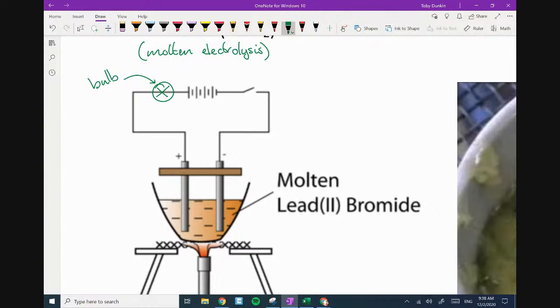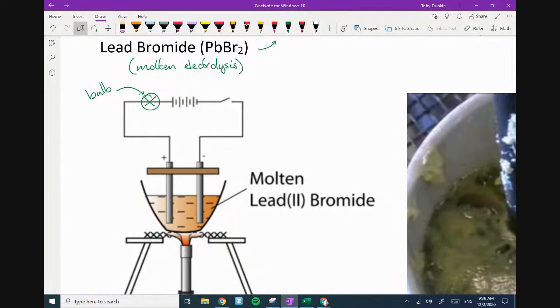My laptop's going to get very hot, and when it gets hot, it slows down. There we go. We add a bulb. Now the bulb is there to check that the circuit is complete and electrons flow. And the circuit is complete.